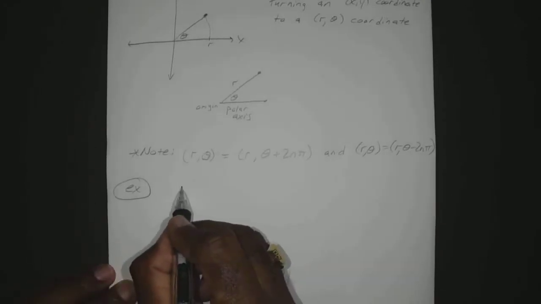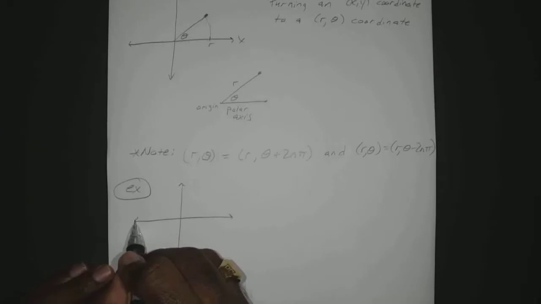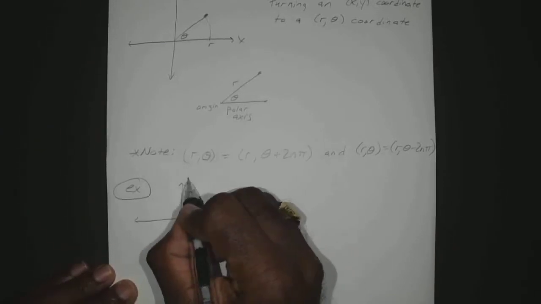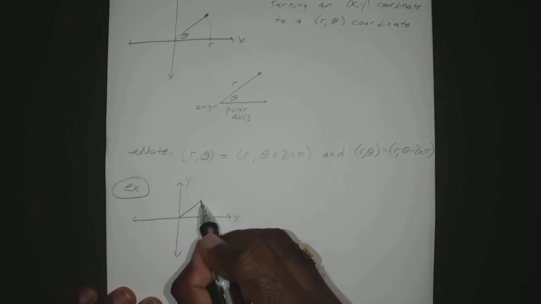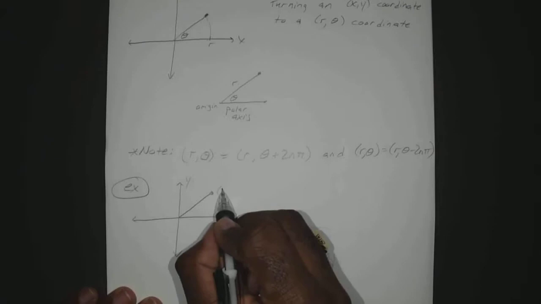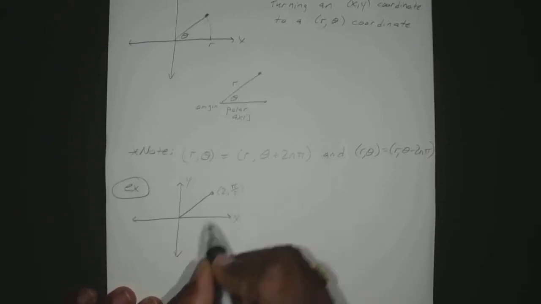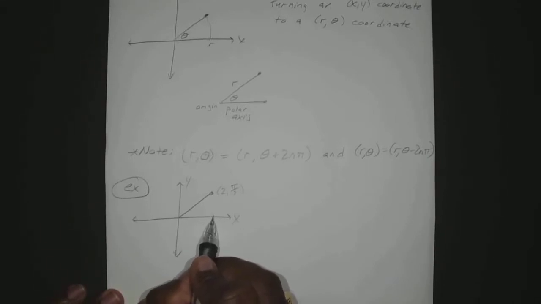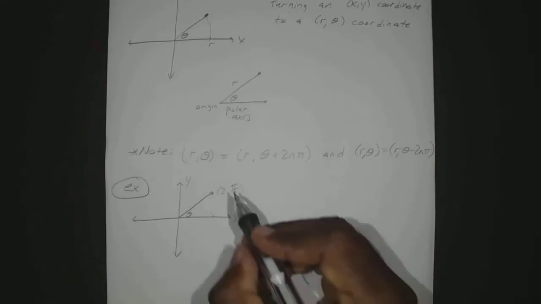All right, so let's say we have our x and our y. Let's say we go to this point here, where our radius is equal to 2 and our theta is pi over 3. So all we did was go out 2 and swing it up. Okay, so this is our r, theta.